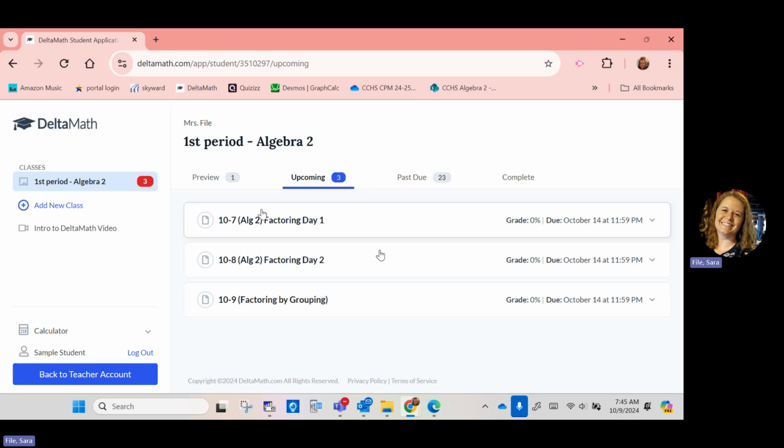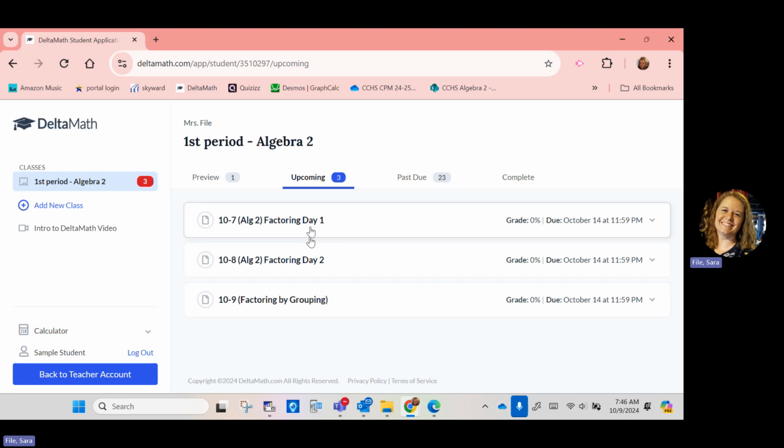You should have 3 assignments from this week. Okay, we did Monday, Tuesday, Wednesday. Okay, these are the 3 assignments for the different types of factoring. Okay, day 1, Monday, was the GCF and difference of squares. Yesterday was the trinomials, and then today is grouping.